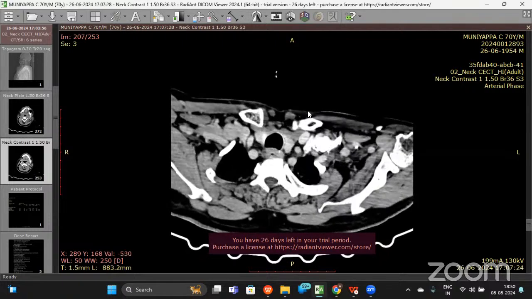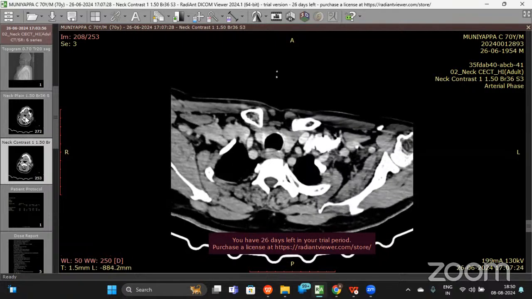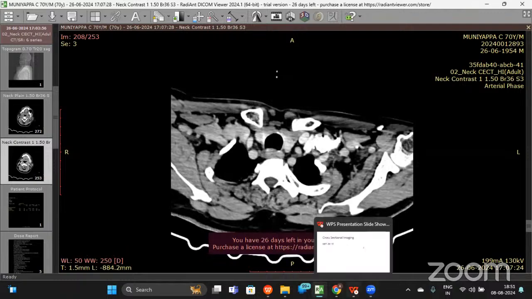And CT thorax also is normal. There are no nodules or any lesions in the chest, in the lungs. So is it fine? Yes, go ahead. You have done both imagings in this case? No, sir. I have only done the CECT neck and thorax, sir, for this case. Neck, okay. PNS. Right.